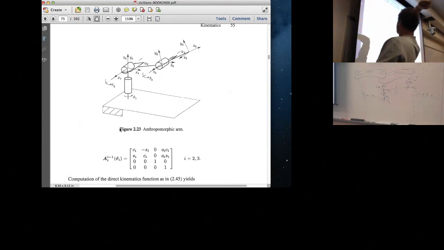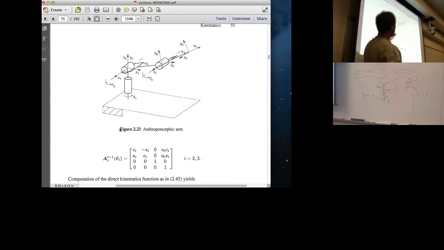I can try to do this. Okay, so now I'm like this. Then this here would become my wrist joint, and I could move this on top of that. So it's a 3-degree of freedom arm again with 3 rotations.